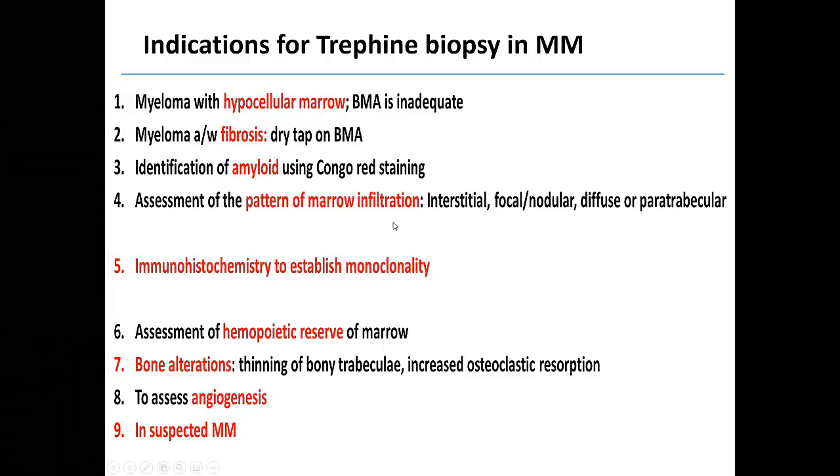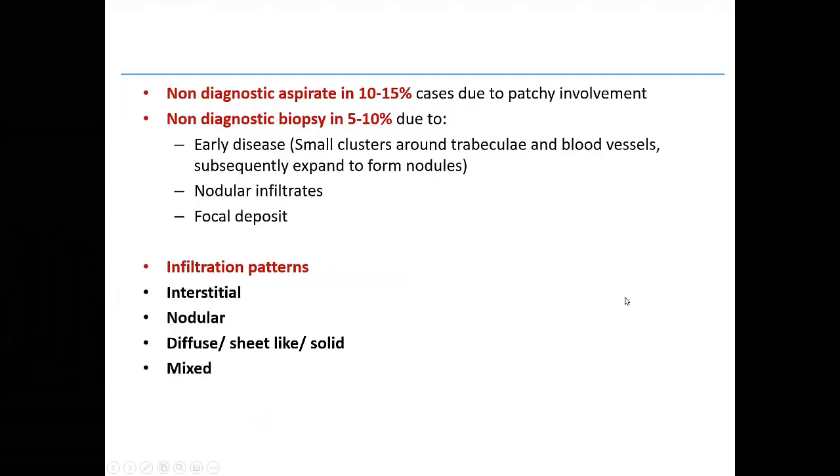Then why should we do trephine biopsies? You can do immunohistochemistry. You can put up 138, kappa, lambda, CK, every marker and confirm that we are dealing with a case of multiple myeloma because the cells are clonal. And then for assessment of hemopoietic reserve. And to assess angiogenesis, like in cases of multiple myeloma, the angiogenesis increases. And then whenever we have a suspected multiple myeloma clinically or a case of MGUS or smoldering multiple myeloma.